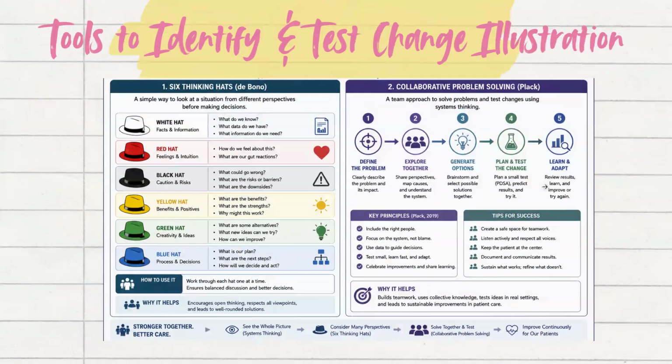So this is the illustration of the tools to identify and test change. As you can see here, the six hats and the collaborative problem solving, just to give you an illustration.